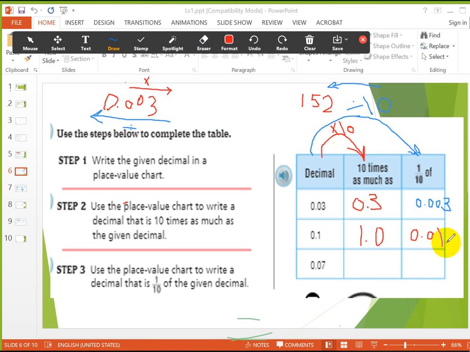Okay. So, this is how. Let's apply the same strategy on 0.07, girls. What is the number that is 10 times as much as? Who will tell me? I have to move the decimal point into the right side. Thank you, Larissa. Excellent. Your answer is correct. So I have to move the decimal point into the right side. The number is what?